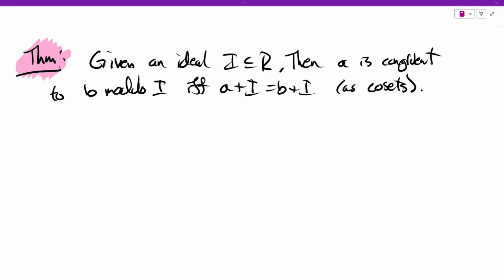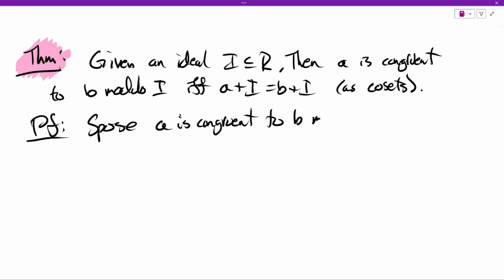Okay, so the theorem we're going to prove in this video is exactly what I hinted at in the last video, namely congruence modulo an ideal is saying that the cosets are equal. It's equivalent to saying that exact thing. So let's prove it. So suppose that A is congruent to B modulo I. I'm not going to write A plus I as B plus I because that will mean something different now.